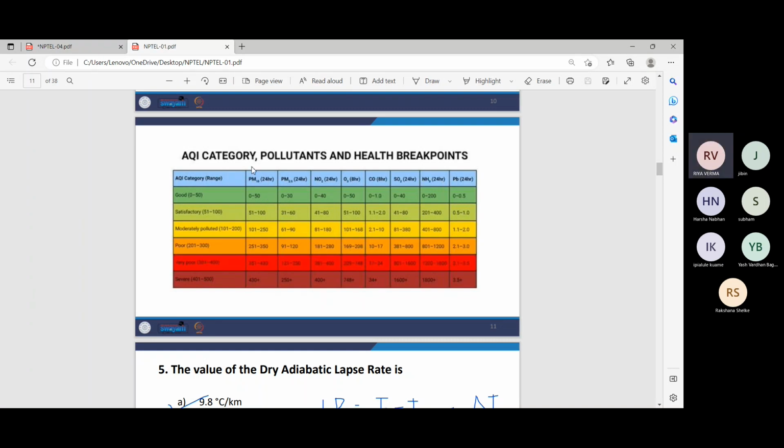See, these ranges are almost similar, like 0 to 50 or 0 to 30 or 0 to 40. What you have to keep in mind is these values. For example, this carbon monoxide. Its value is very low as compared to the other values. It's 0 to 1, 1.1 to 2. It's very much different as compared to these values. Or the value of lead. Its emissions are very low.